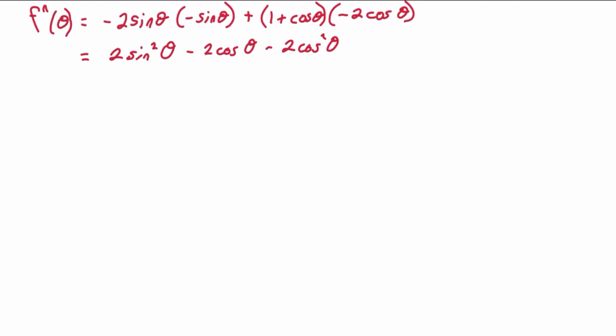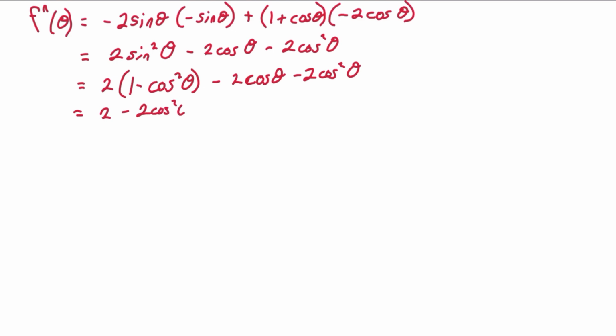At this point, notice we have two different trig functions. Let's see if we can rewrite sine squared in terms of cosine squared so that all three terms have the same trig function. Remember that the Pythagorean identity gives us sine squared plus cosine squared is 1. So sine squared theta is 1 minus cosine squared theta. Then we'll just copy the rest for now. We'll distribute the 2. Next, we'll combine like terms and reorder this slightly.